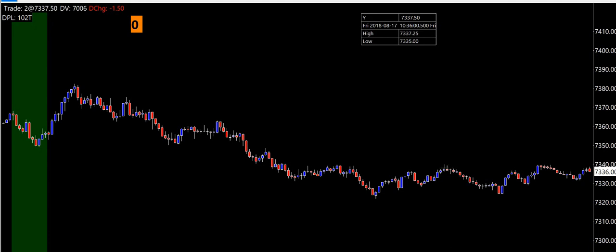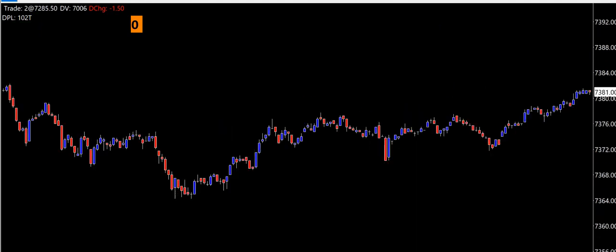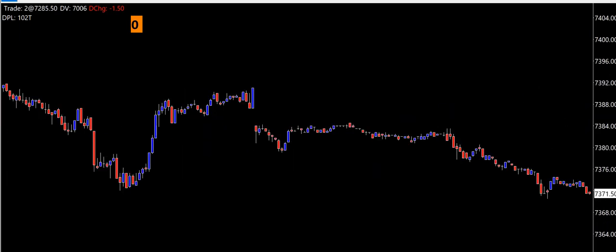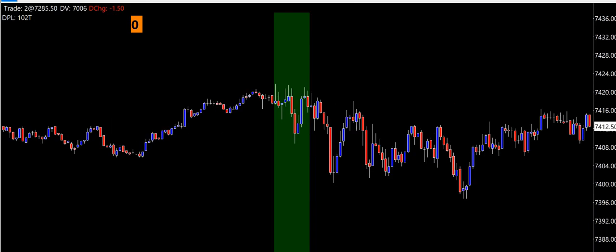You're kind of seeing where resistance is meeting up. Let me find some better examples. I've never been a discretionary trader. I've always been objective in my trading.